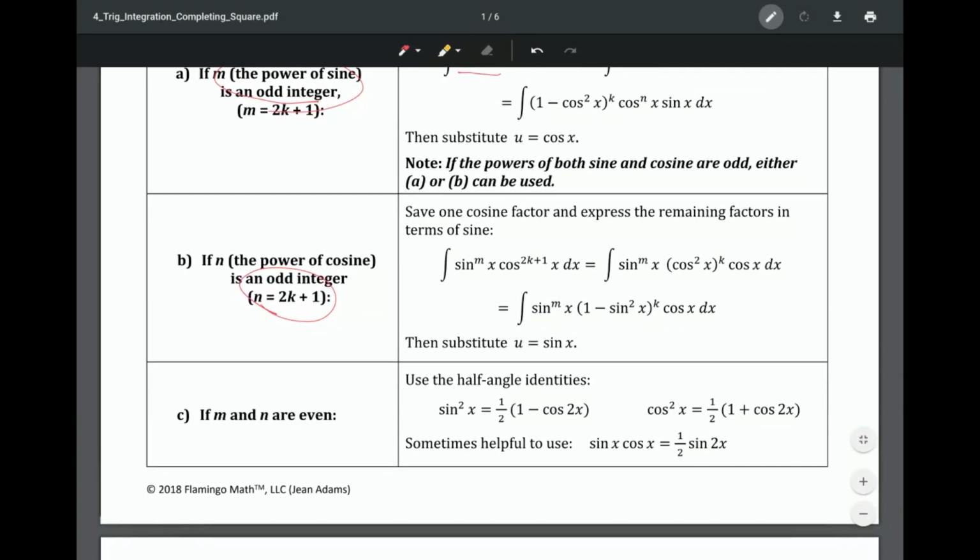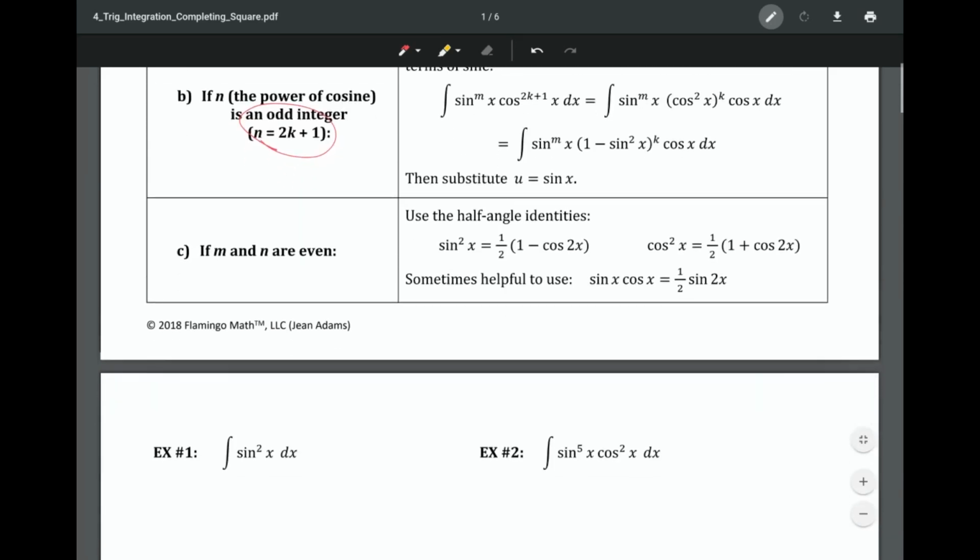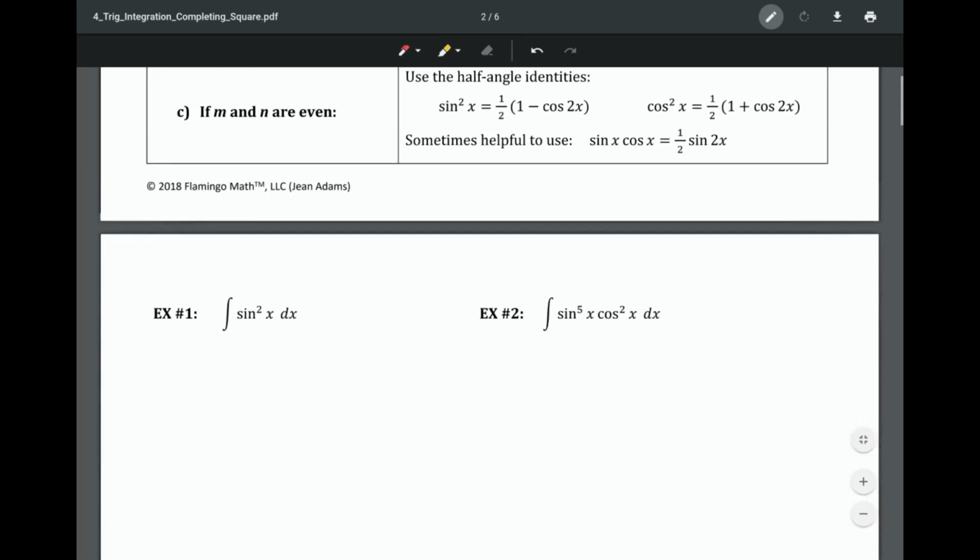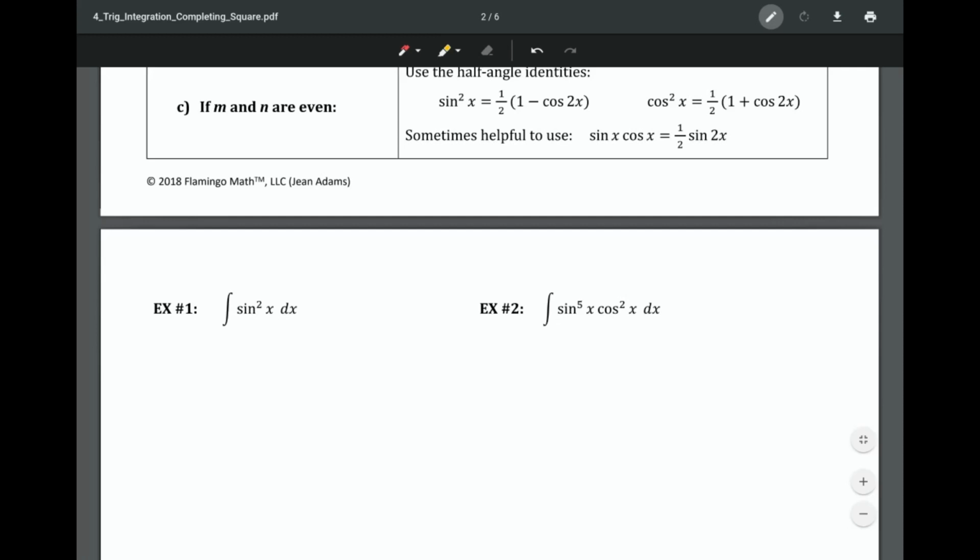And finally, if both the sine and the cosine have an even power, then you're going to use half angle identities, okay? They show you those right there. So let's go ahead and go to the first problem, right? Even though we don't have a sine and cosine in this one, we can actually use one of the double angle identities. Let me turn my notes to that so I don't mess this up.